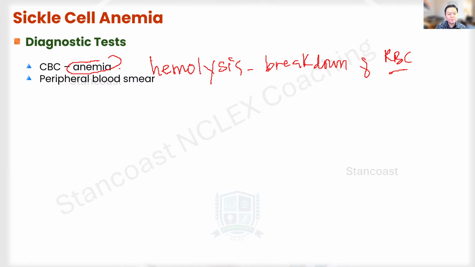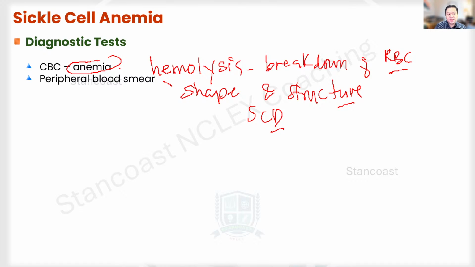Now we're going to talk about the peripheral blood smear. So this is another diagnostic test for the sickle cell disease, which will examine a sample of the blood under the microscope in order to assess the shape and structure of the red blood cells. Shape and structure of the red blood cells will be checked here. And so in a case of the sickle cell disease, the peripheral blood smear will reflect the sickle-shaped red blood cells.